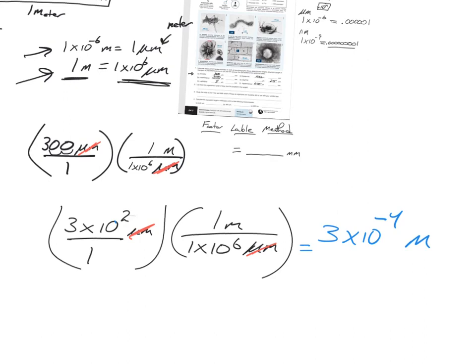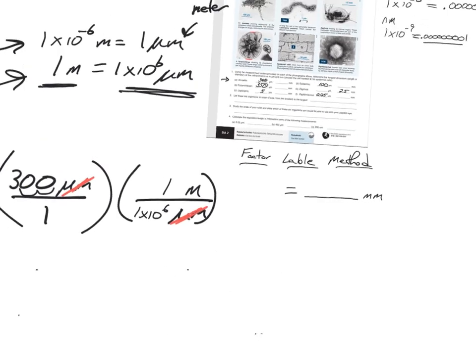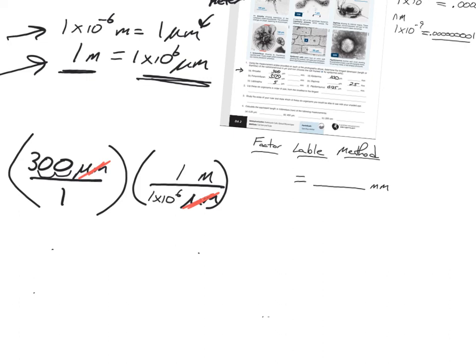Now, how are we going to get to millimeters, though? We have to do it again, don't we? So we need another equivalence. I'm going to go ahead and erase this, because this gets us somewhere, but it doesn't get us where we need to be. So how do we get to millimeters? We have meters. What do we have to do? Put another equivalence. Multiply times another 1. So what do we want on top?